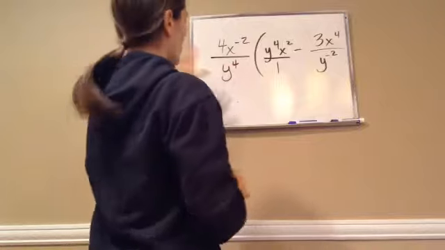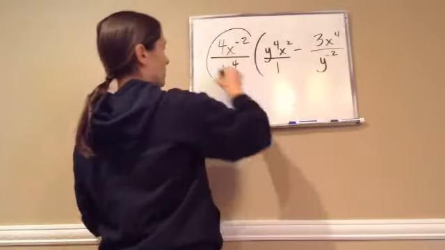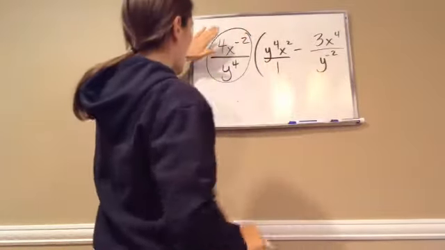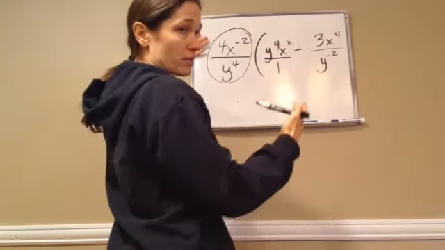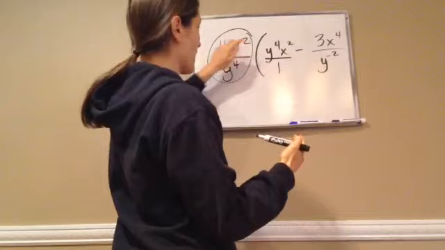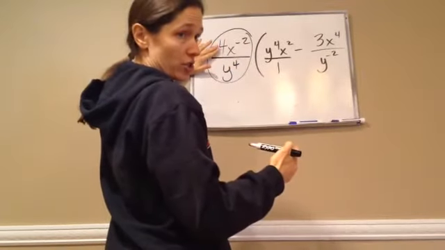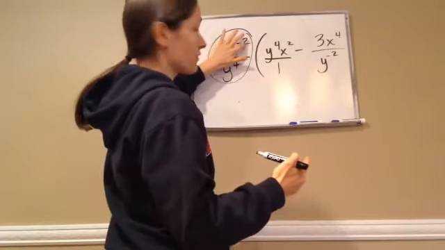Okay? So what we're going to do is we're going to look at just this one first, okay? And obviously which one needs to be positive? The x negative squared. Now, the 4 doesn't change. The x negative 2 does.